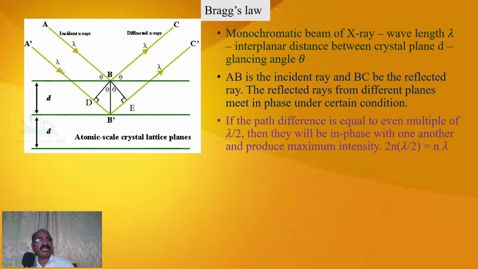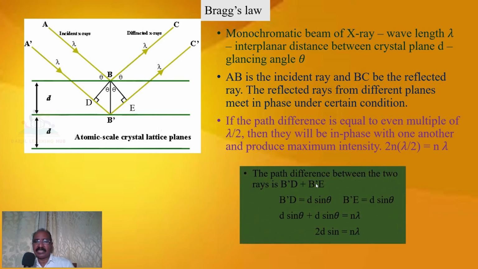So what is the path difference between the two rays? Draw a perpendicular line from B to A dash B dash, it is BD. Similarly, draw a perpendicular to B dash C dash, it is BE. Therefore, up to AB, A dash D is equal, and BC is equal to EC dash. The extra path travelled by the second ray is DB dash and B dash E. This value is the extra path difference. Therefore, the path difference between the two rays is B dash D plus B dash E.